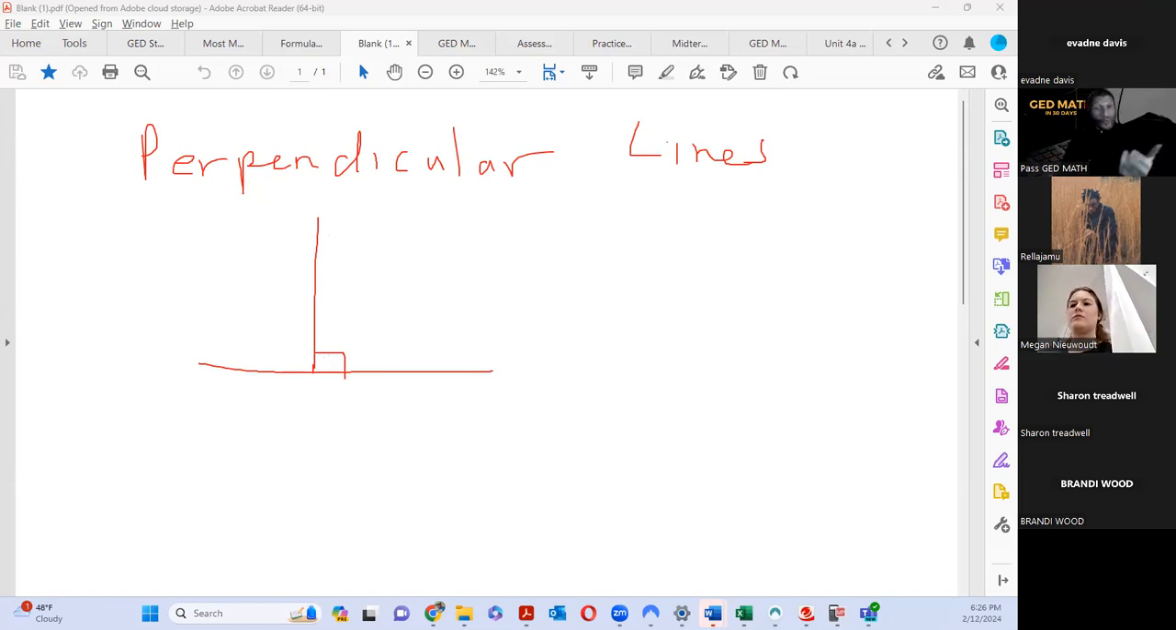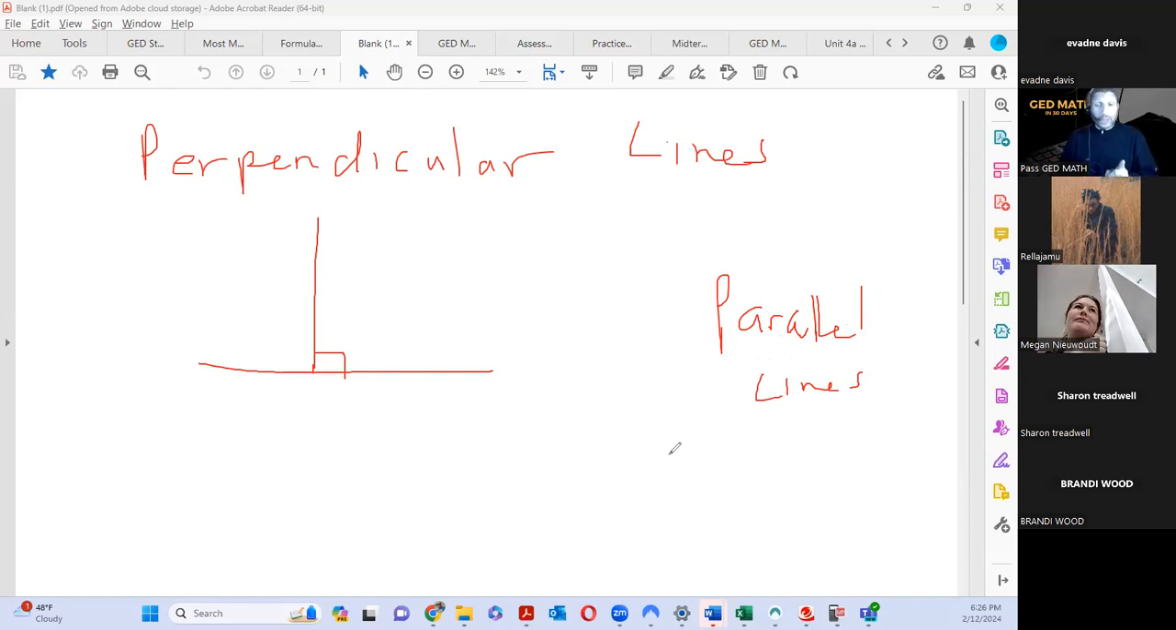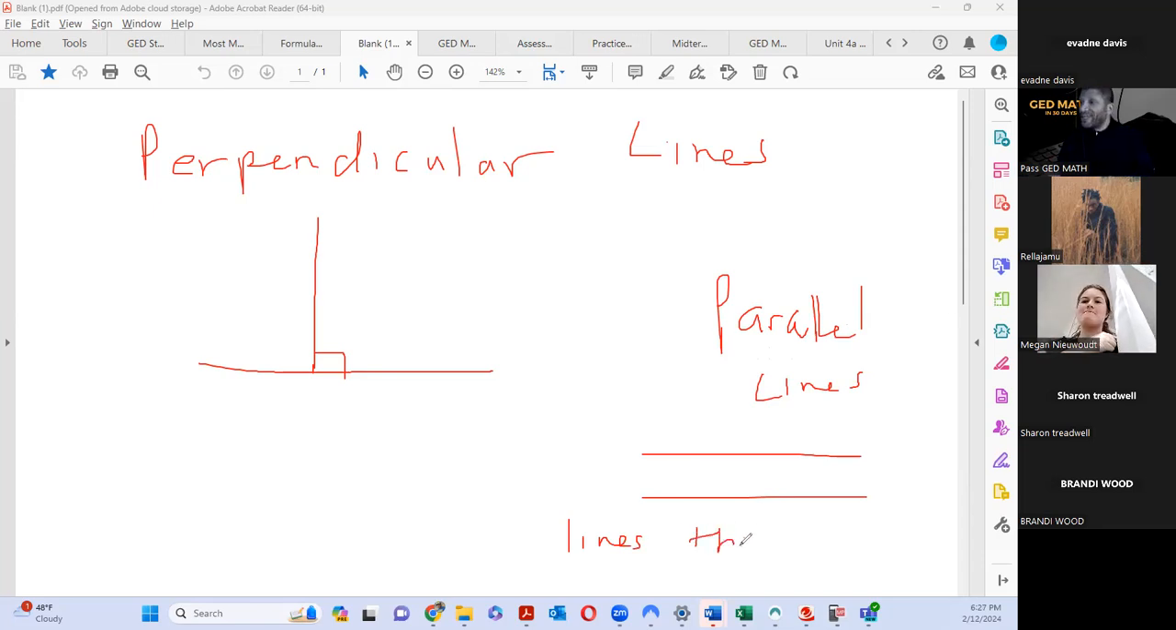Okay, so now you talked about perpendicular, but let's also talk about parallel lines, since we're talking about it here. Parallel is equal distance apart. They do not have to be equal distance apart. They have the same slope. They do have the same slope, but the definition of parallel lines is two lines that never touch. They will never intersect. Lines, plural, that will never.